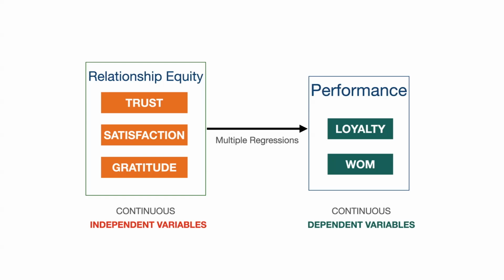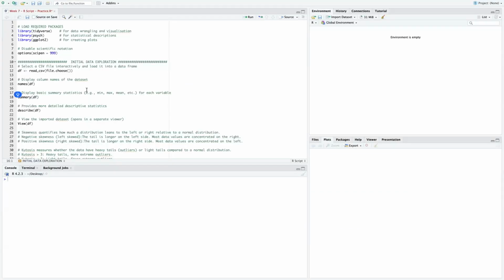In the first part, I will show you how to use multiple regression to investigate the impact of relationship equity on company performance. Relationship equity includes customers' trust, customers' satisfaction, and customer attitude, and company performance in the marketing context includes customer loyalty and customer word of mouth. Both independent variables and dependent variables are continuous variables. Now let's start with our R script.